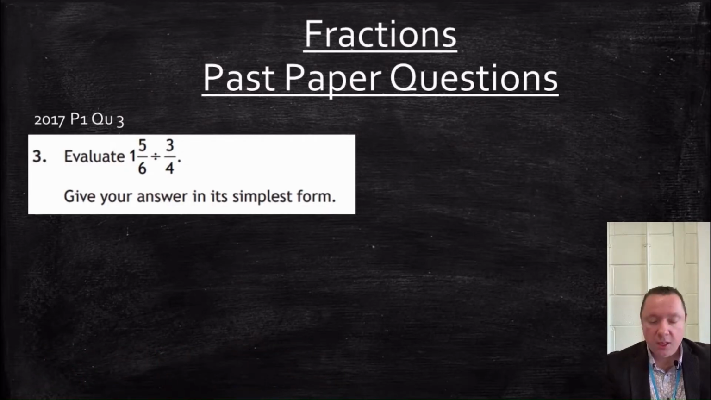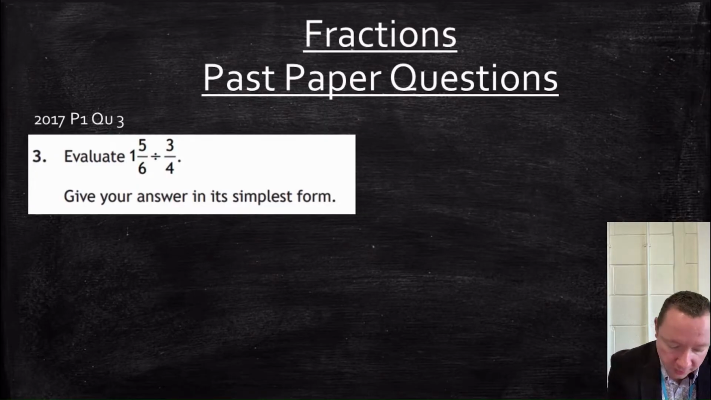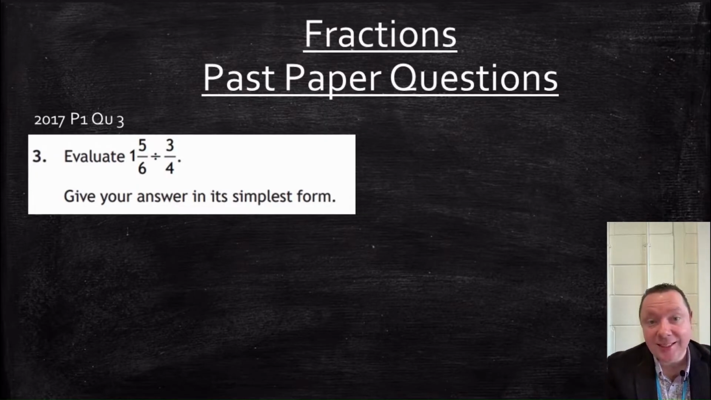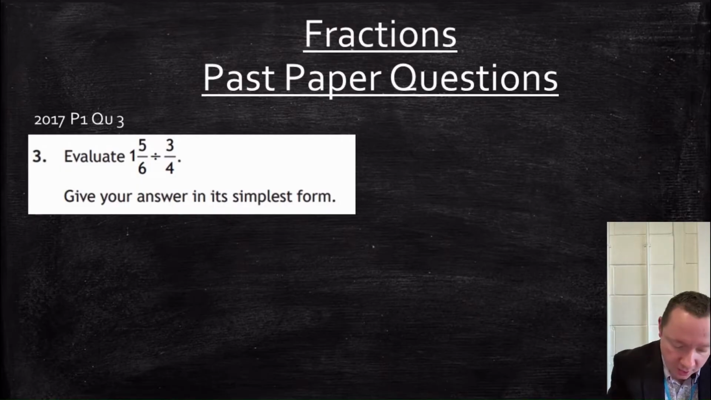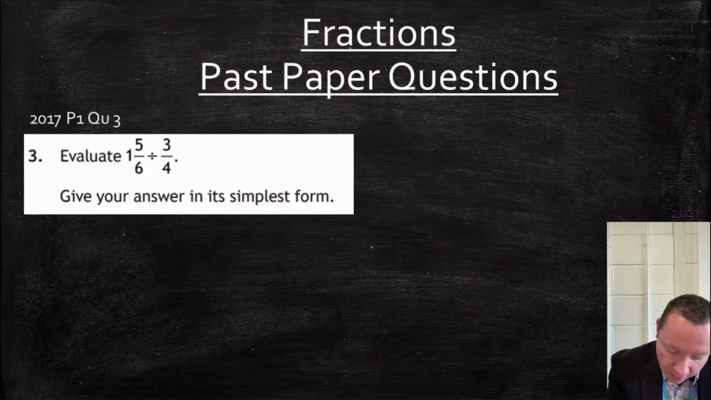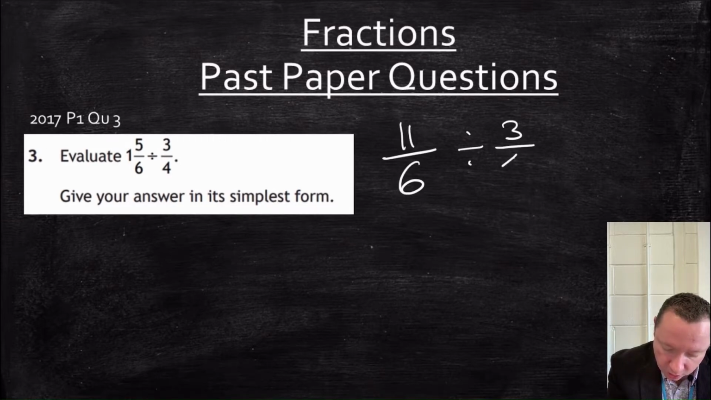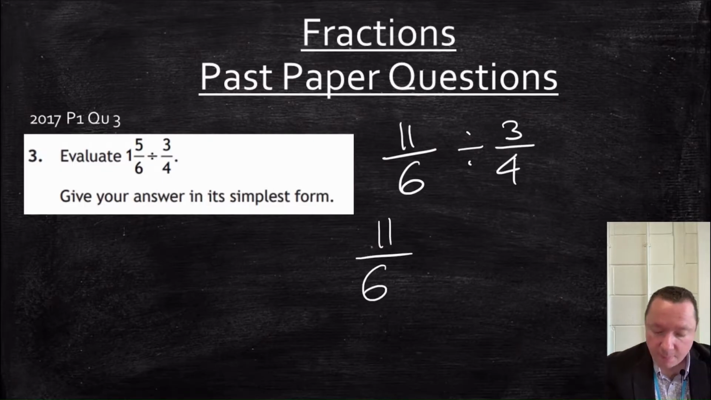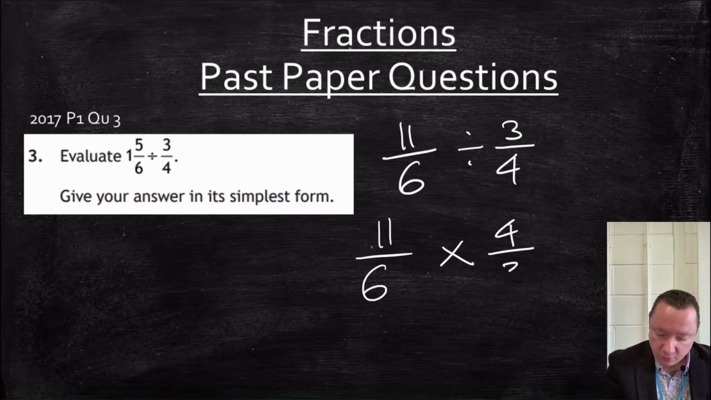17, paper 1, question 3 says, evaluate 1 5/6 divided by 3/4 and give your answer in its simplest form. So we change the mixed numbers into fractions first. So 1 5/6, 1 times 6 is 6, plus 5 is 11. So that becomes 11 over 6 divided by 3/4. Dividing by a fraction is the same as timesing by its reciprocal. So flip the second one upside down, 4/3.